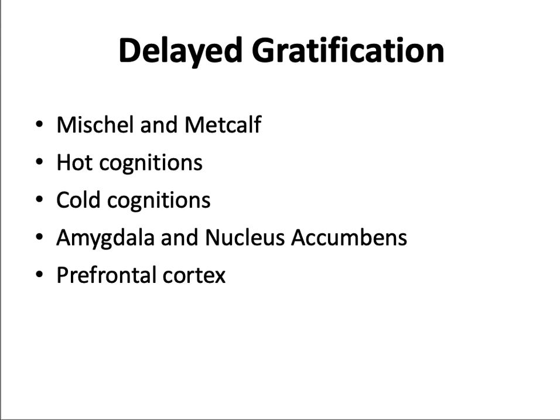Metcalfe and Mischel proposed that this hot-cold distinction is based on how the brain processes the information. The amygdala and the nucleus accumbens are important for motivating behavior. The prefrontal cortex performs cold cognitive processes, such as the control of thought and behavior, and helps us make choices that may optimize survival.